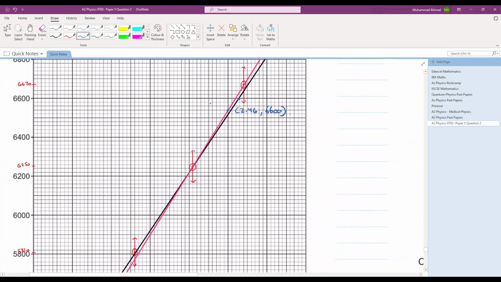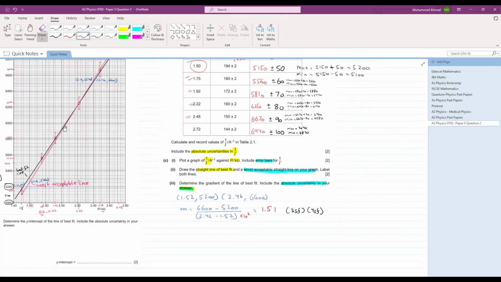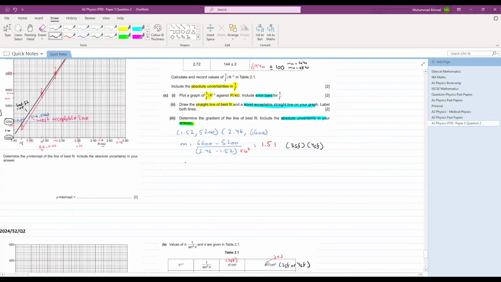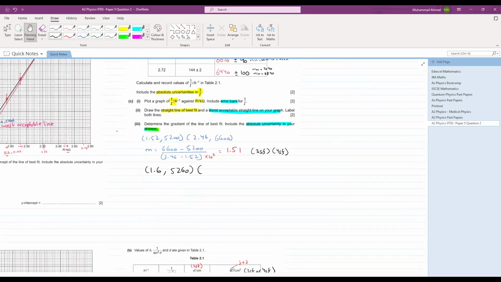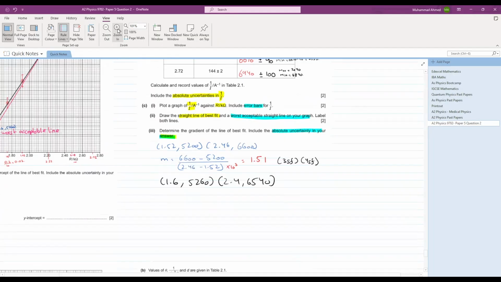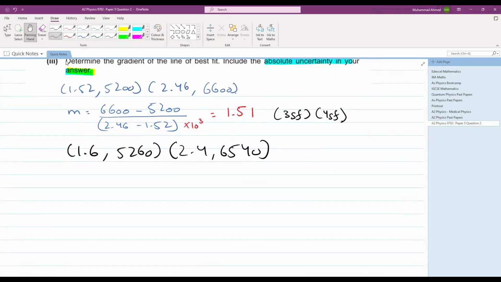Perfect. So this will be 2.4 and 6540. So now you have the points for the worst acceptable line as well. Let's calculate the gradient for the worst acceptable line. The 2 points are 1.6 and 5260. And the second point on the worst acceptable line is 2.4, 6540. Can you now calculate the gradient of the worst acceptable line?